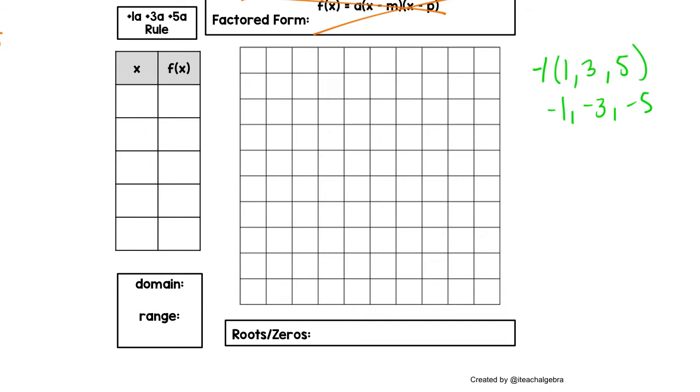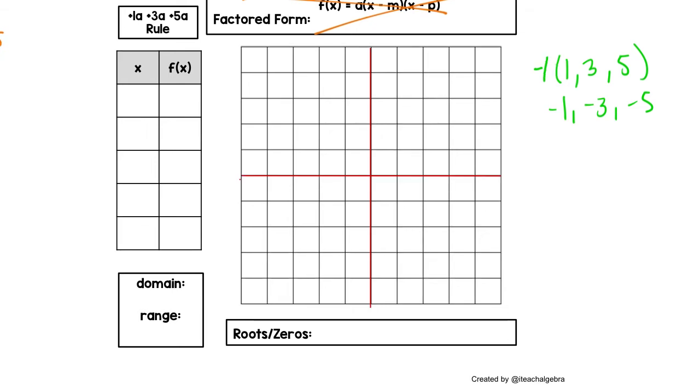So let me get, there's a way to draw a straight line on here. Dang it, where's it at? All right, I drew a coordinate grid.